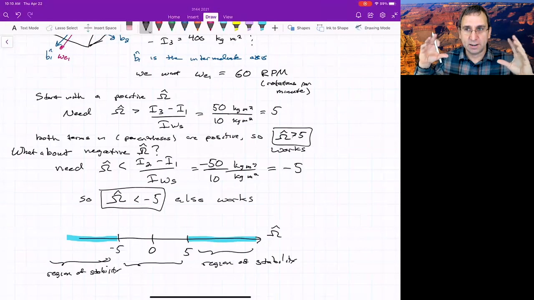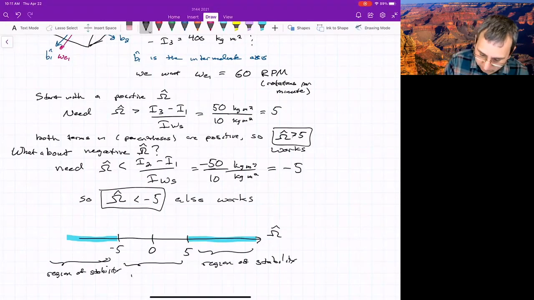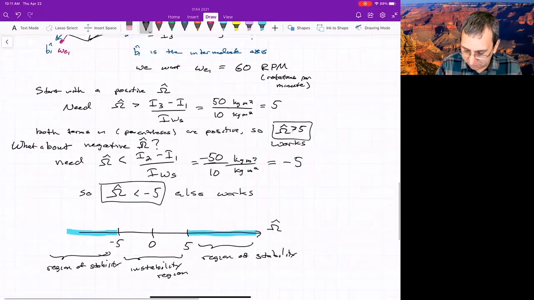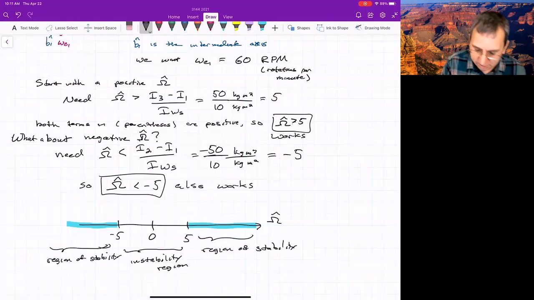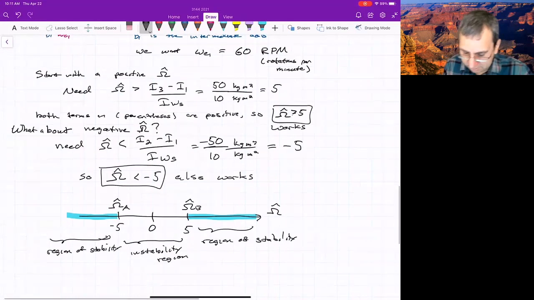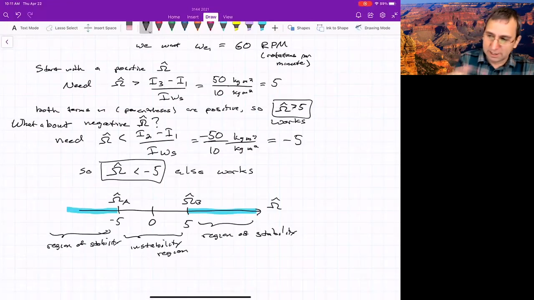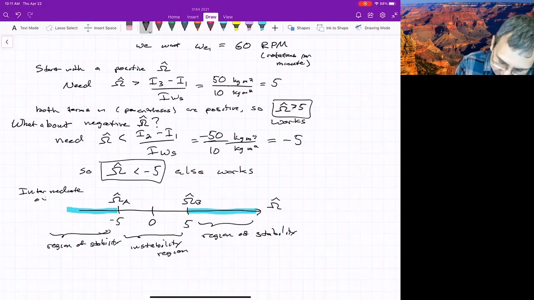Here, we know that it's the intermediate axis. So if we had a spin of 0, this thing is unstable. So we would maybe say this is the instability region. This is typically what you'll get. I don't know what we want to call this. Maybe we'll call this omega A and omega B. And you want to be greater than omega B and less than omega A. This is for the intermediate axis case.